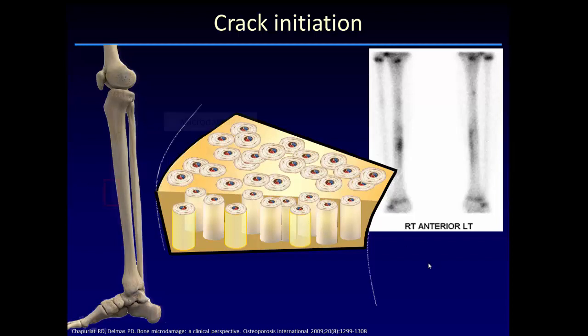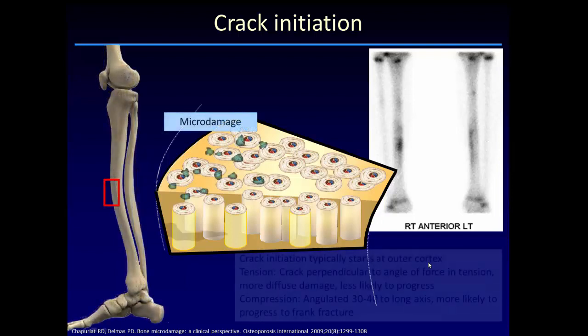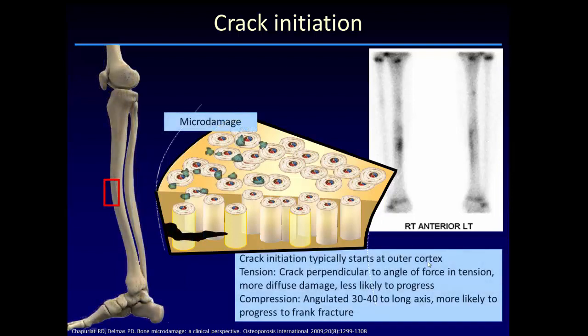Now, when the bone is bent, we start to see crack initiation. And this is the same as if I were to give you a piece of bamboo and ask you to break it, what are you going to do? You're going to bend it. And you'll start to see cracking developing on the surface. Now, the exact direction of those cracks varies. With tension, the crack is perpendicular to the angle of the force. In compression, the cracks are more angulated.